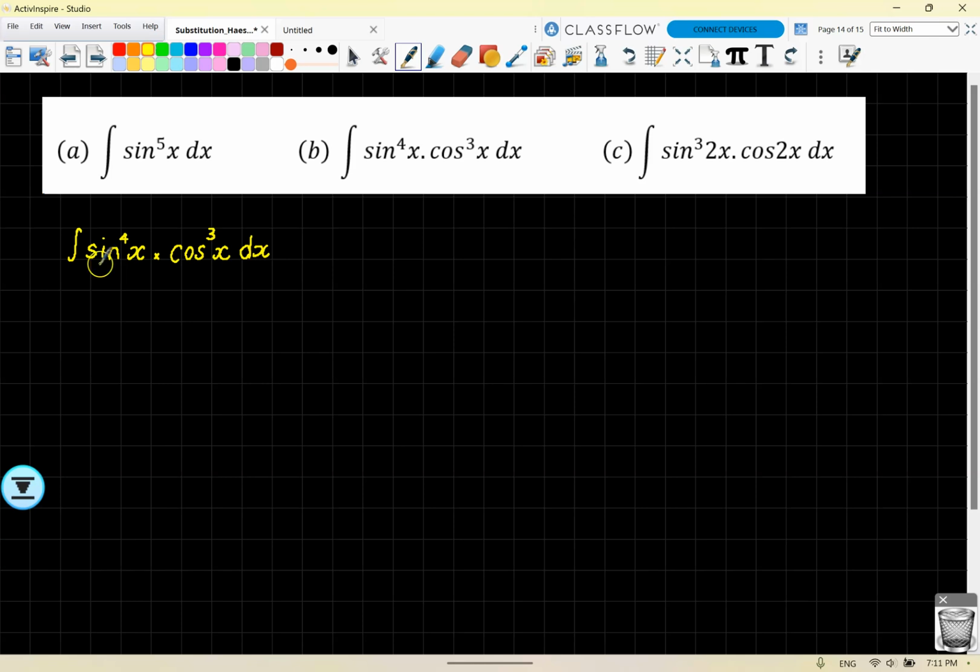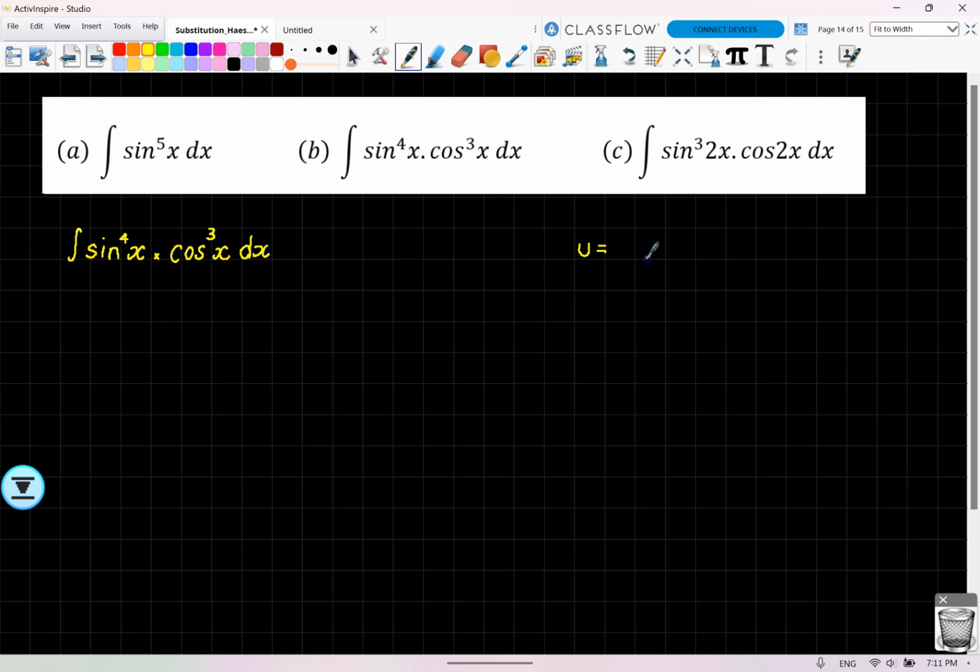Okay, so you've had a think, hopefully you got it right, and now you're just checking. But we have to consider, what could we let u be? And again, you could go, well, sine's got the biggest power, so we could let u be sine, but then the derivative of that is, yes, it's cos, but we haven't got just cos x, we've got cos cubed. So we can't just let it be that.